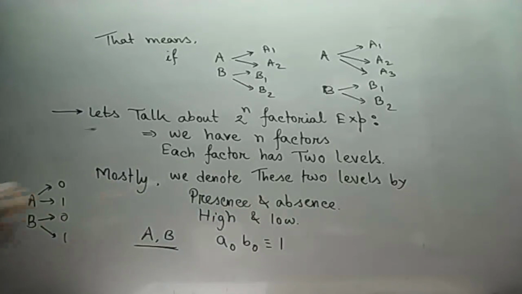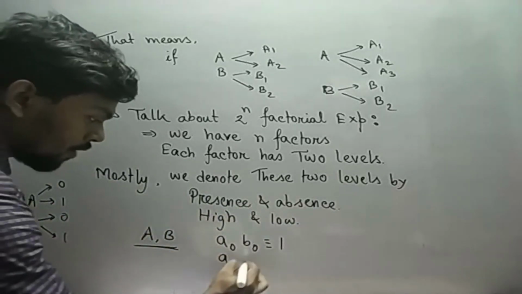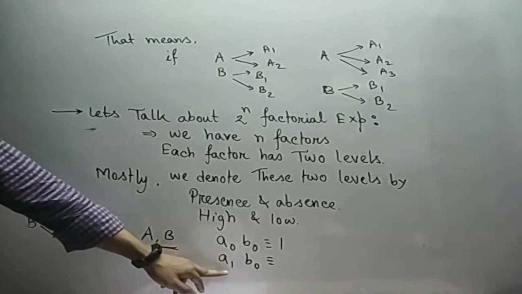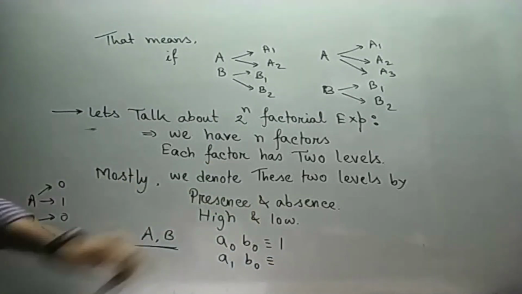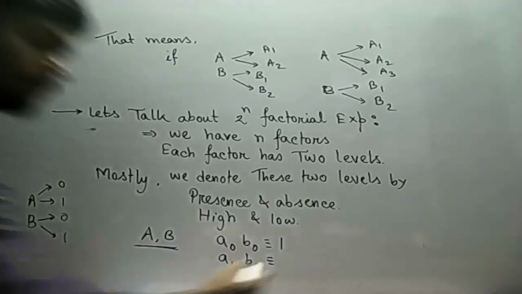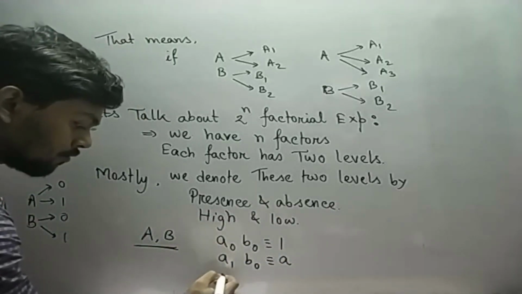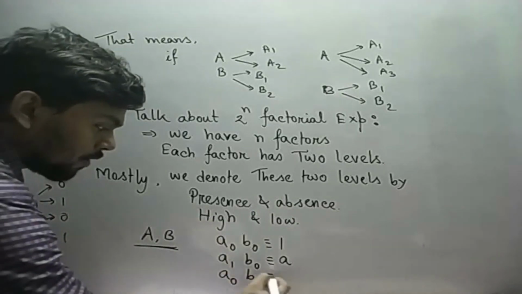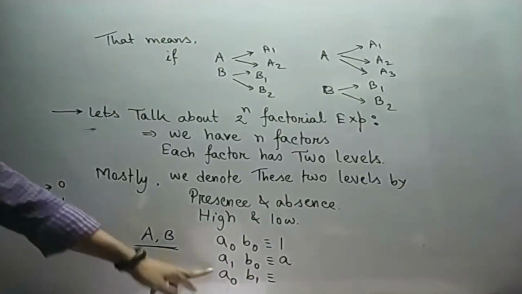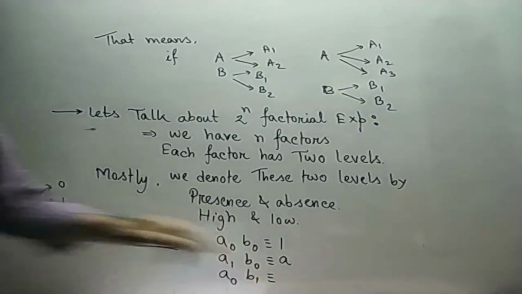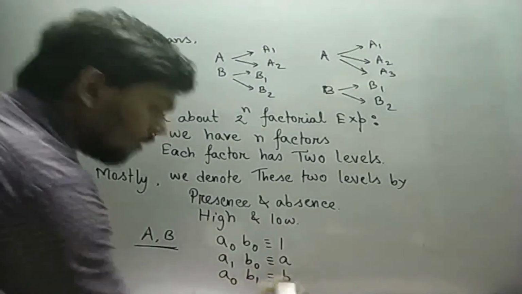Okay, so let's say the second one is a1 b naught. Now what does that mean? That means a is present but b is absent, so that's why we can write this as a. Next one is a naught b1, that means a is absent but b is present, and we can denote this as, let's say, b.